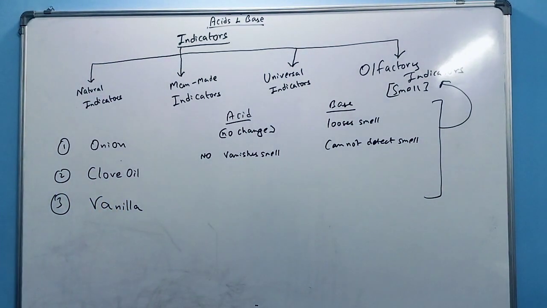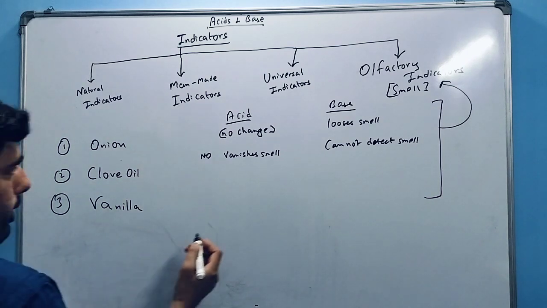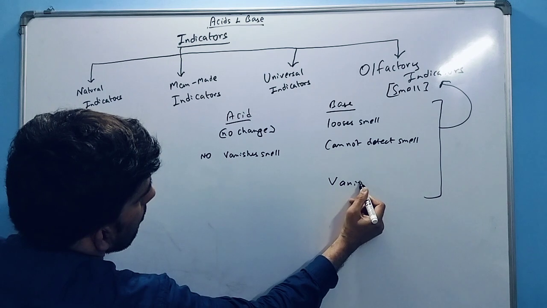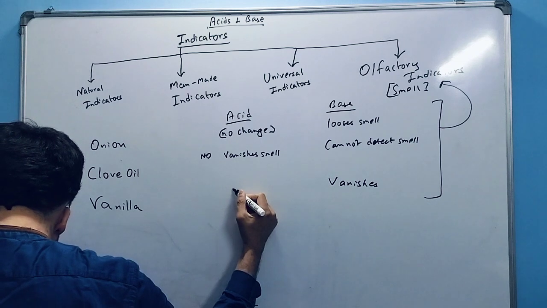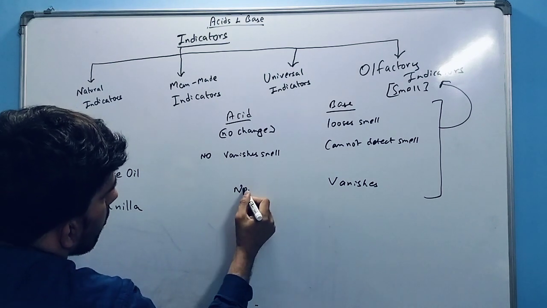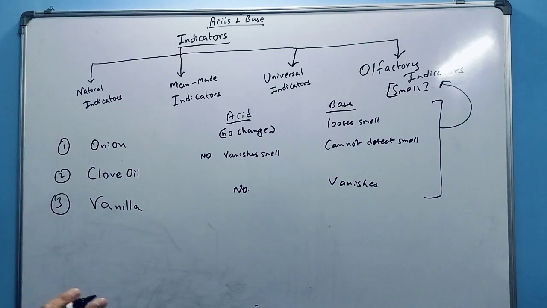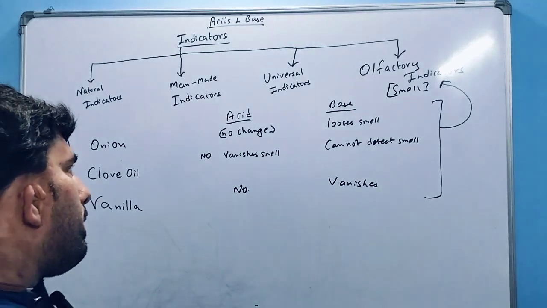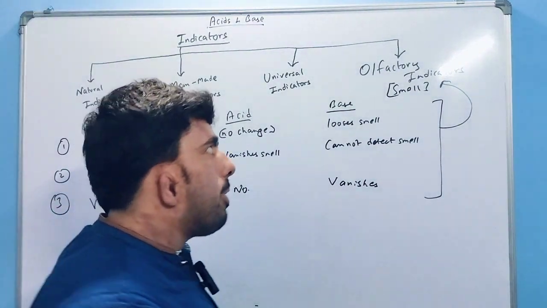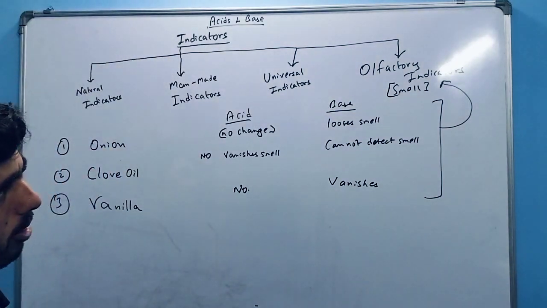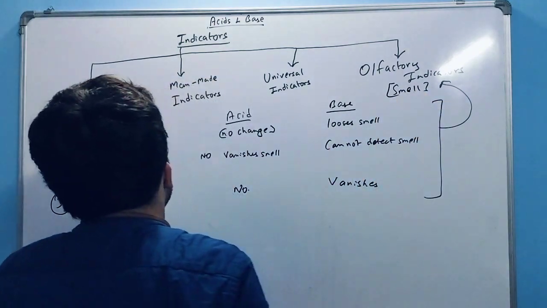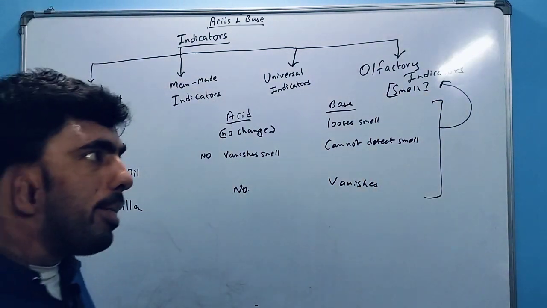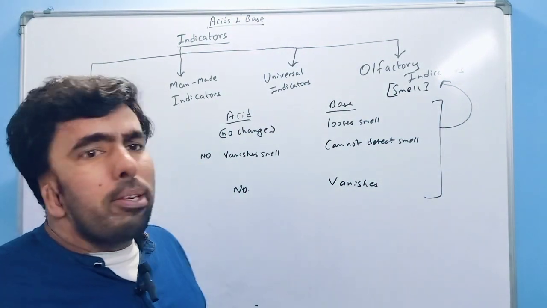Now we talk about the third one, that is vanilla. In base, the smell vanishes, but in acidic solution, the smell will not vanish; it remains the same. So these are the three olfactory indicators we have, in which when we add these to acid or base, the smell will change or will not change. That is how we have discussed natural indicators, man-made indicators, and olfactory indicators.